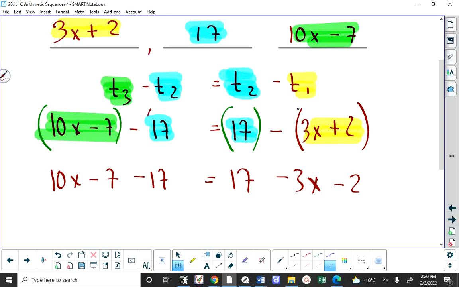Yes. Do you need brackets here? No, because it's a monomial. It's one thing. But if you just get in the habit of saying, whenever I'm subtracting, I'm going to put brackets around the thing I'm subtracting, you'll cover your bases. You don't always need them, but if you never put them, you're going to make a mistake from time to time. It's not a difficult equation to solve.